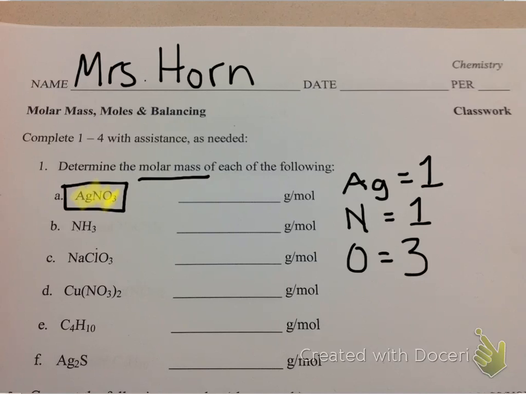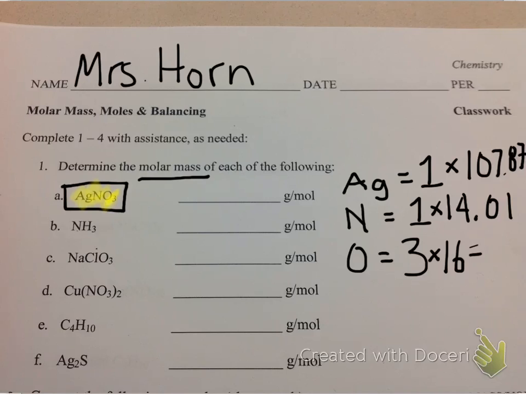Now, to find the masses, you look on your periodic table. So if you find Ag, which is in group 11, Ag is 107.87. I apologize for kind of running out of room. Nitrogen is in group 15 and has a mass of 14.01. And then oxygen has a mass of 16. So we do 3 times 16 and we get 48.